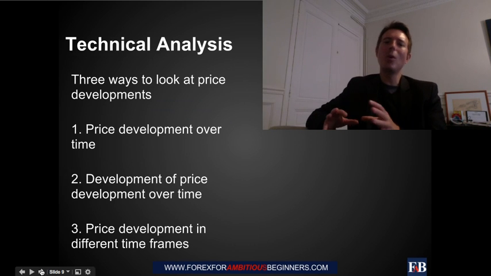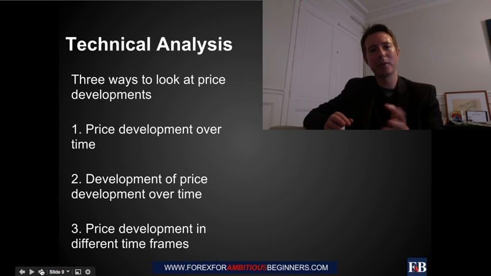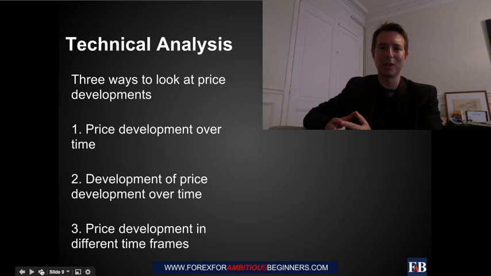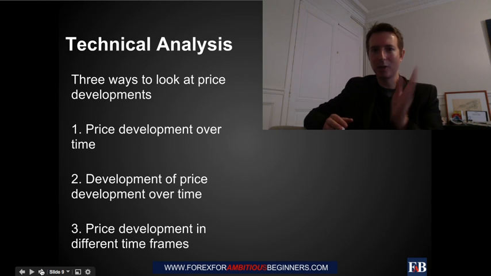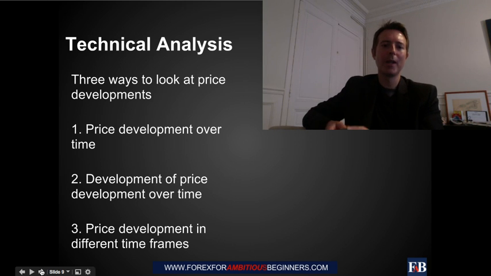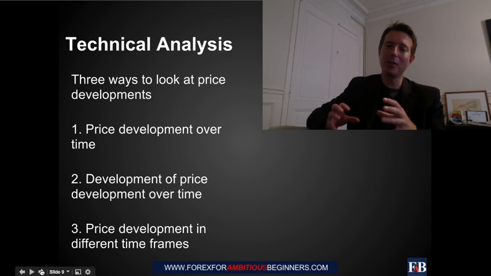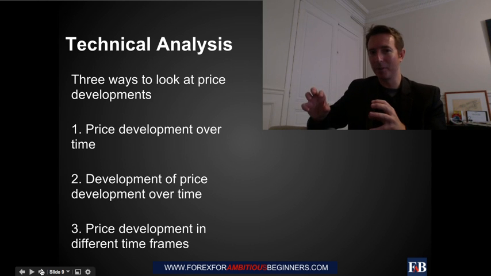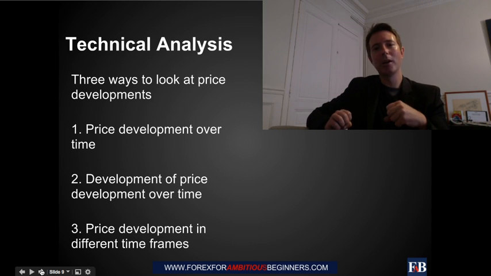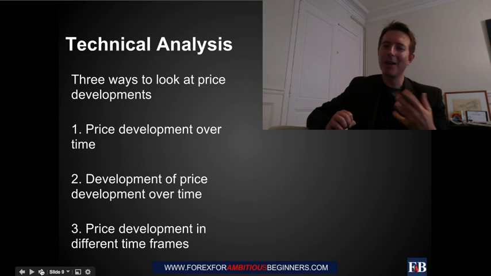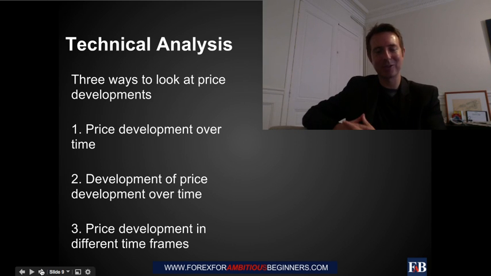There are three ways to look at price development. You can look at price development over time, which is the bar chart I just showed you, just simple closing prices, and see where we go. You could also look at the development of price development over time. That is the RSI, for instance. So it can say, look, there are more higher closes than lower closes. So actually the strength of this downtrend is declining because it's starting to reverse. That is a development of the price development.